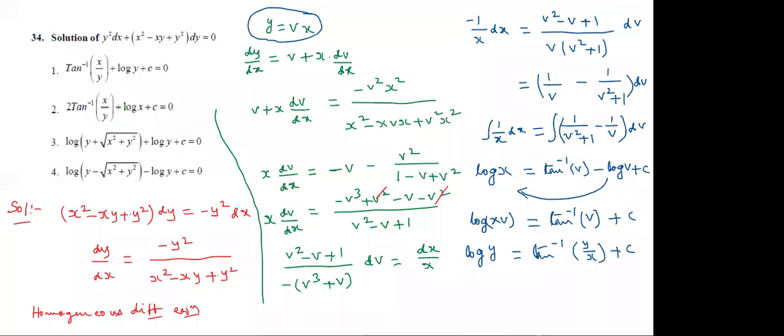Now finally see the options. What happened? Tan inverse of y by x plus log v plus c is equal to 0. But here we are getting opposite signs. Tan inverse of y by x is equal to log y plus log c. I think this is the final answer.